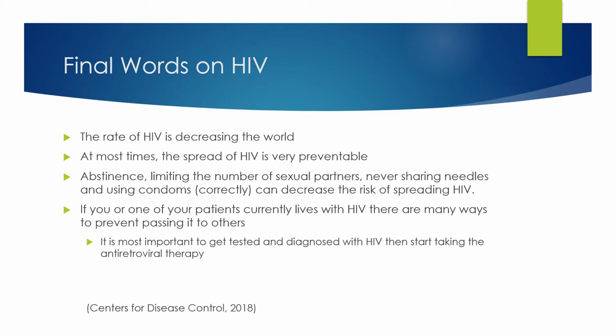Here are a few final words on HIV. The rate of HIV is decreasing in the world, which is great news. At most times, the spread of HIV is very preventable. Abstinence, limiting the number of sexual partners, never sharing needles, and using condoms correctly can decrease the risk of spreading HIV. If you or one of your patients currently lives with HIV, there are many ways to prevent passing it to others. It is most important to get tested early and diagnosed with HIV, then immediately start taking the antiretroviral therapy. This way you can prevent spreading it to others and to your babies.